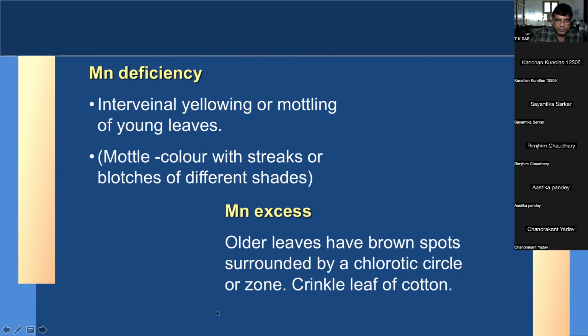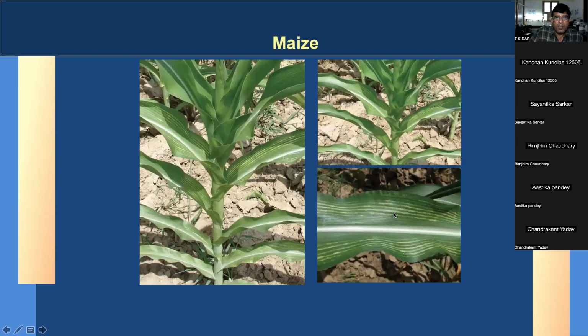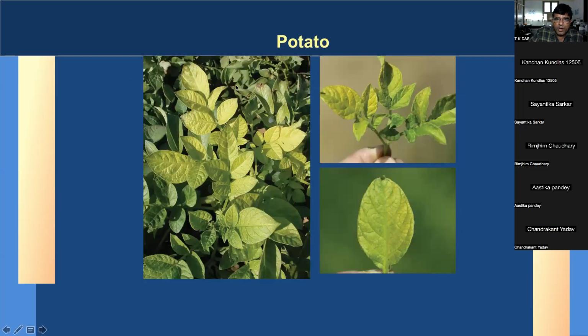Manganese excess: older leaves have brown spots surrounded by a chlorotic circle or zone. Crinkle leaf of cotton is due to manganese excess. Now we see this manganese deficiency in maize and in potato.